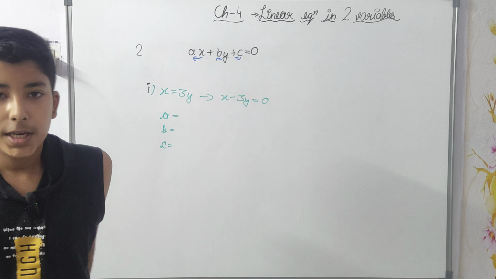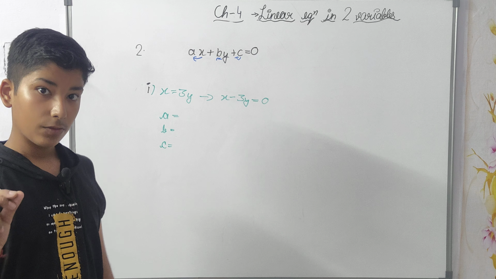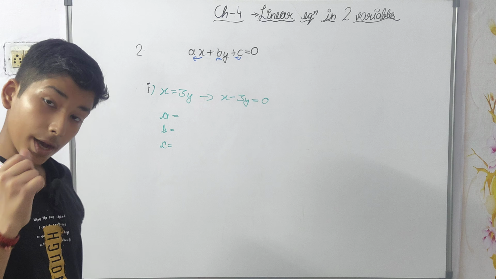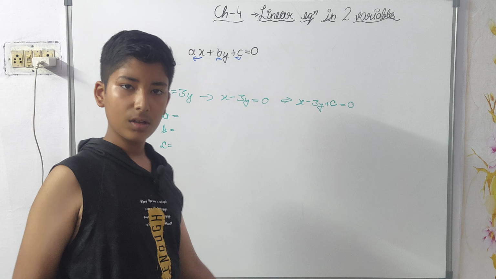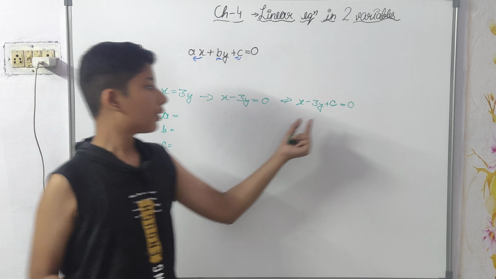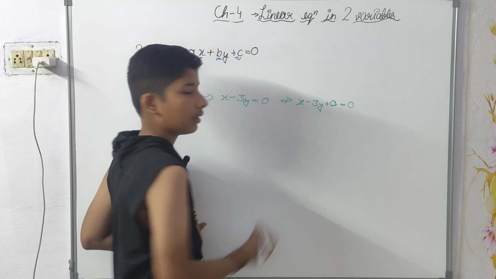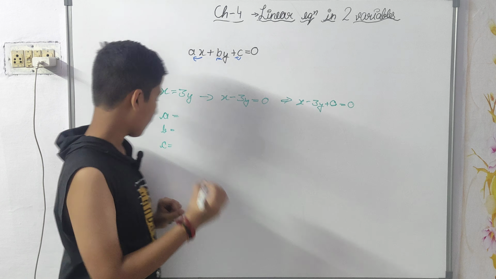Now you will ask, where is c? C will become 0. Why? Because I can write it in the way x minus 3y plus 0 equals 0. Is it wrong? No, it's also correct. So 0 will be c. So a is 1, b is minus 3 and c is 0. Okay.